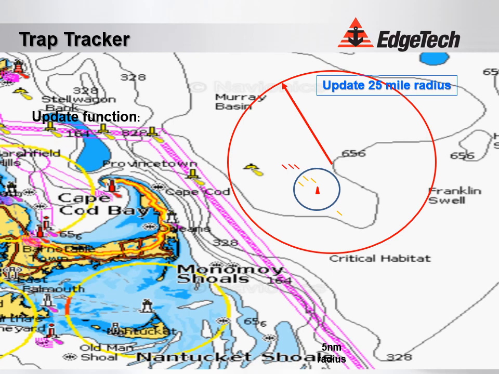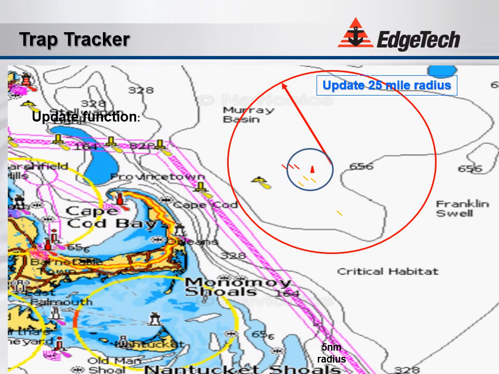The blue circle, think of it sort of as a spotlight of the fisher that's using the app. And as he moves around that 25-mile circle, he can see other people's equipment or gear when he gets within that 5-mile radius area. And you can see here that he can see his trawls in yellow, but he can't see the ones in red.